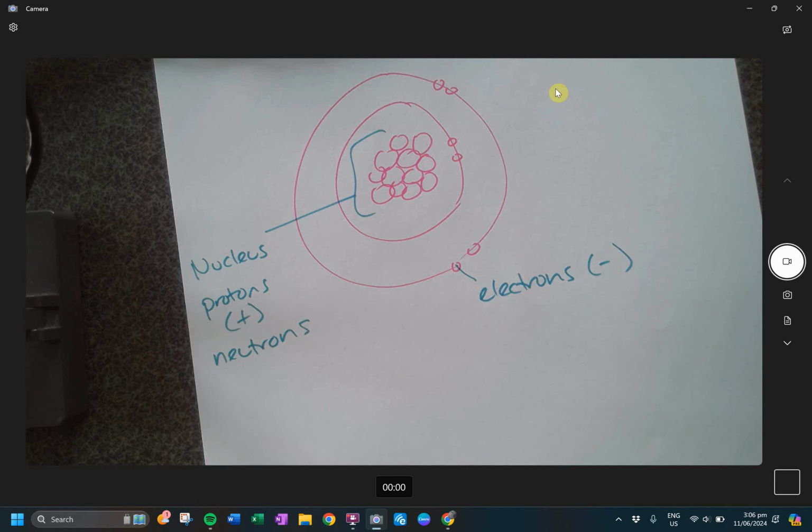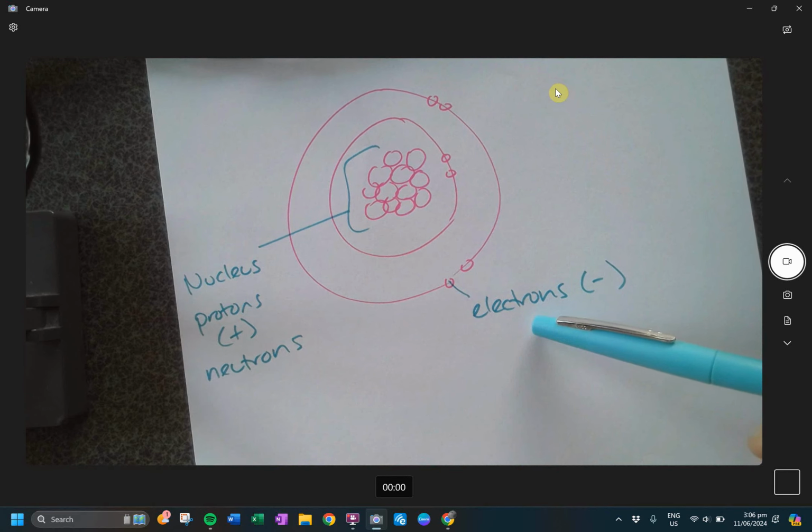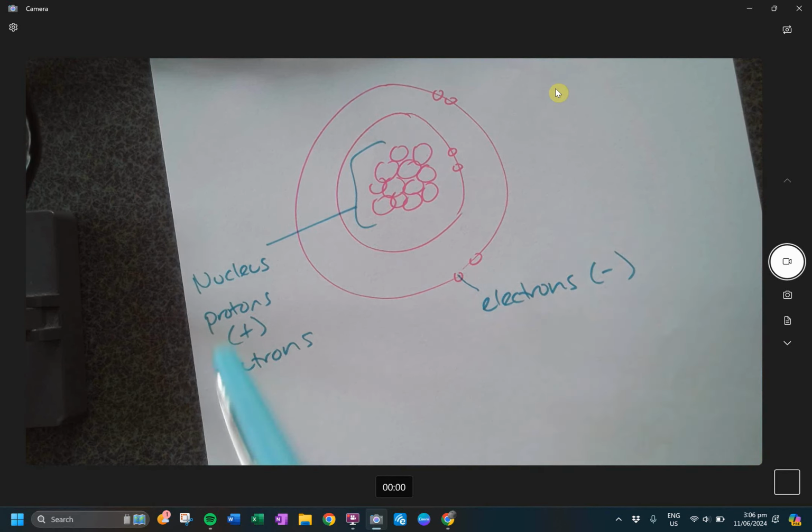When it comes to matter, the protons and the neutrons are far bigger and heavier than the electrons. I believe it's like 1/7,000th of the weight of the protons and the neutrons. So these are basically nil, non-existent, doesn't affect mass. These are what we use to count mass.